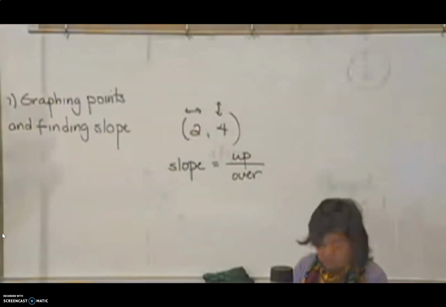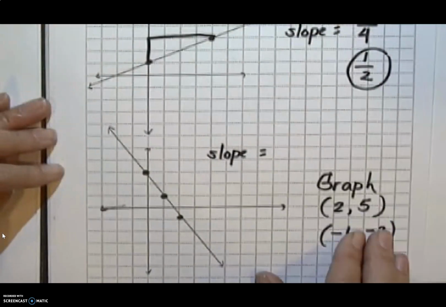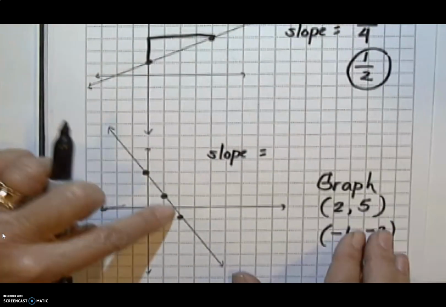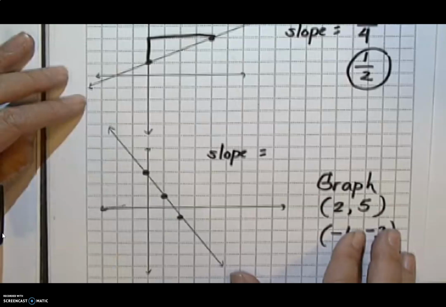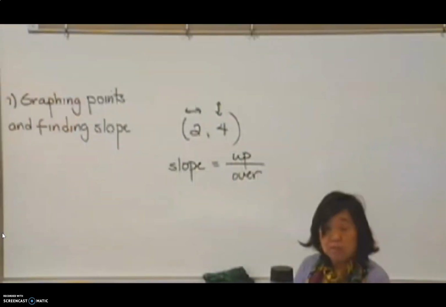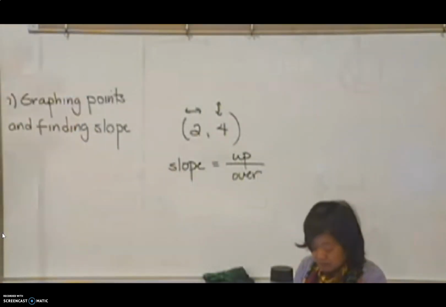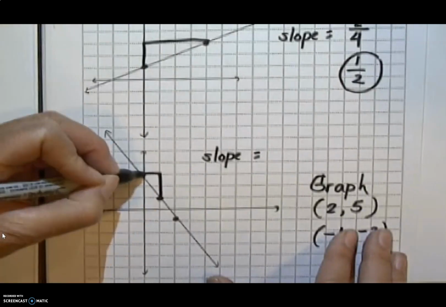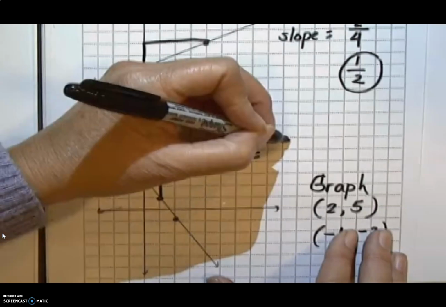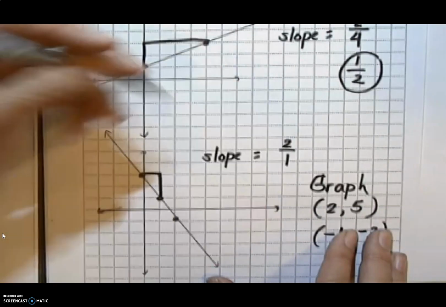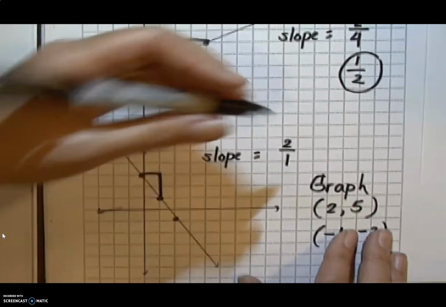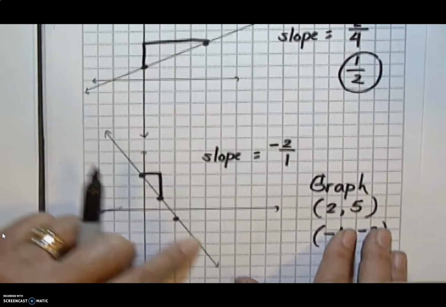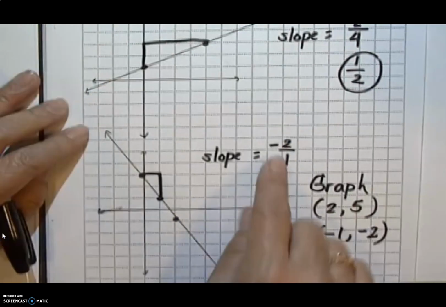On the second example, you may have wondered, well, which point should I pick? Should I pick these 2? Should I pick these 2? It won't matter. Your answer will come out the same no matter what 2 points you pick. So let's just pick these 2. Up and over. So I notice that I go up 2, I go over 1. But I remember that it's a downhill line, so it's a negative slope.